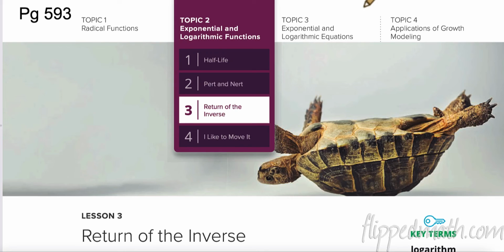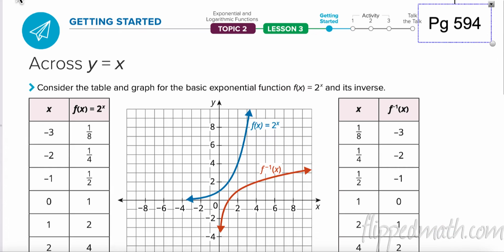All right, welcome back. Today we're going to talk more about exponentials and explicitly the inverse of an exponential and what happens. Remember, when we have inverses, our x becomes our y becomes our x. Remember that they are reflected in the y equals x line. All right, let's go to page 594.